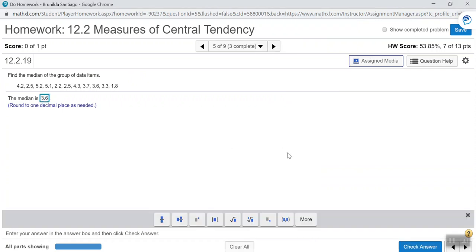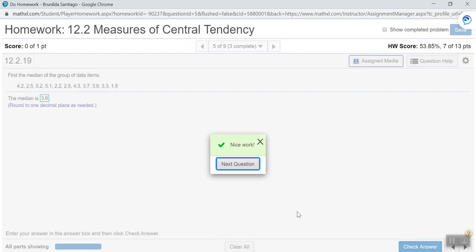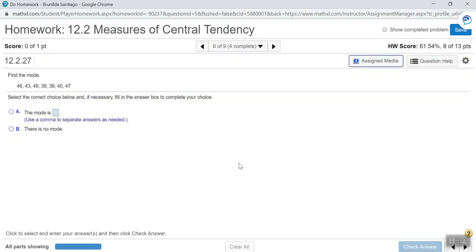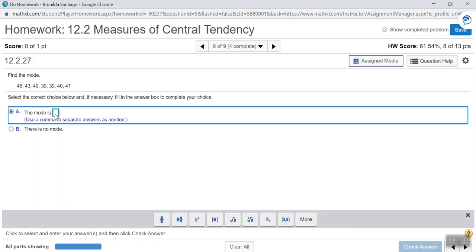Okay. Next, find the mode. So this is my favorite one. The mode is the one that is repeated the most. So the mode here, we have 46, only one, 43 once, 49 once. We have 39 twice, 40 once, 47. So since we have one number, 39, repeated twice, more than any other, your mode is 39.